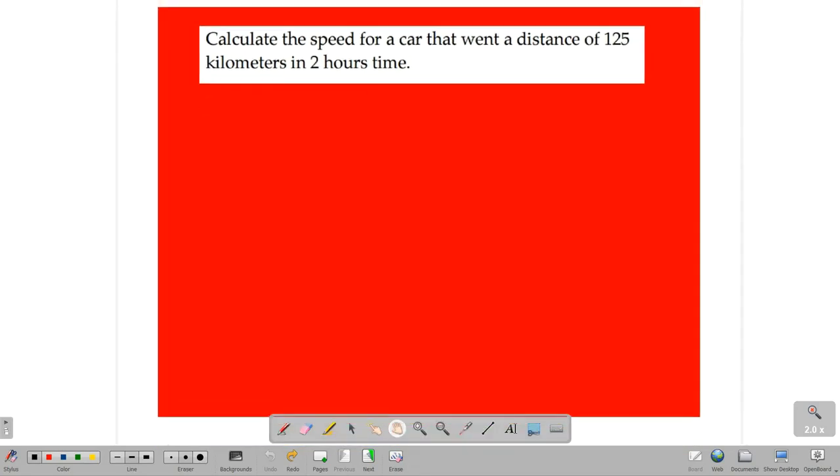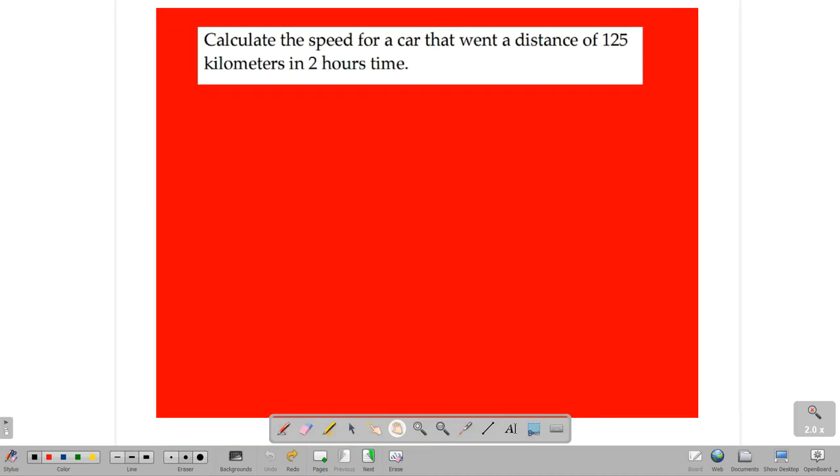So we've got our first problem here. It says calculate the speed for a car that went a distance of 125 kilometers in 2 hours time. So the first thing we want to do is highlight or underline the important parts. So it says calculate the speed.